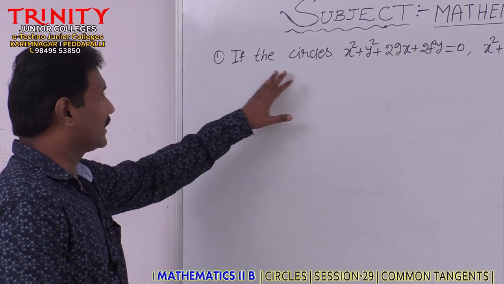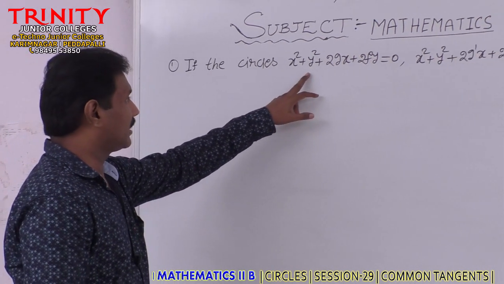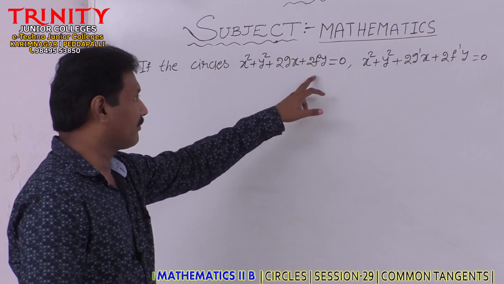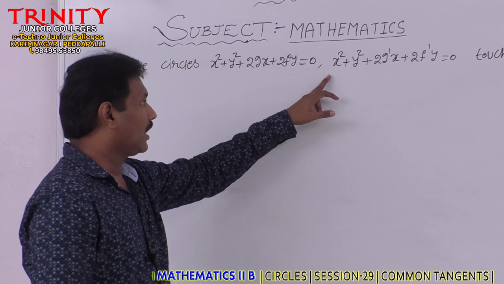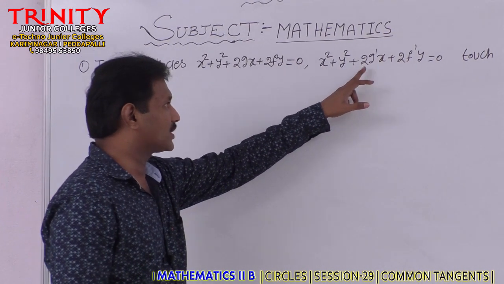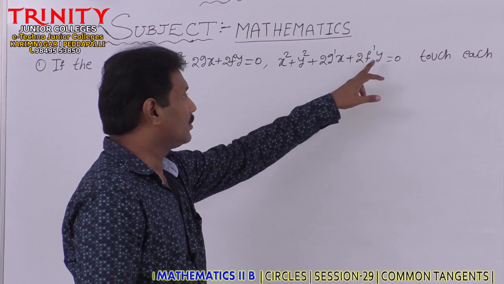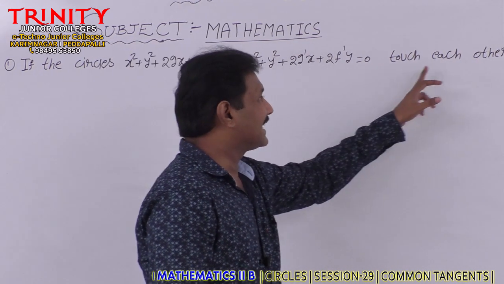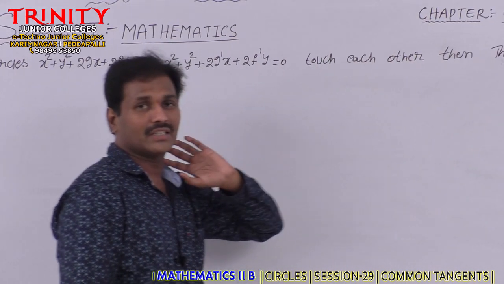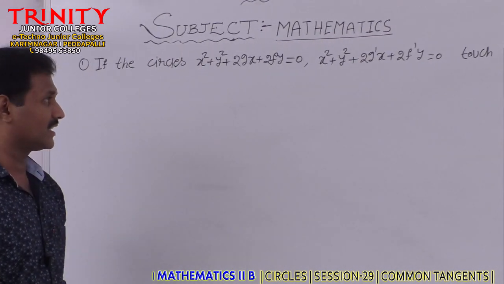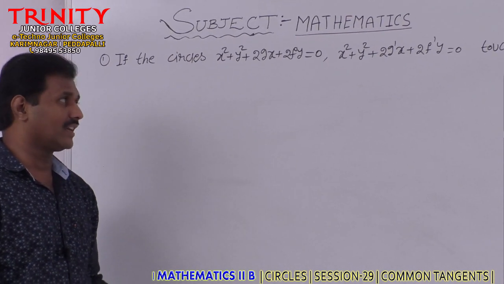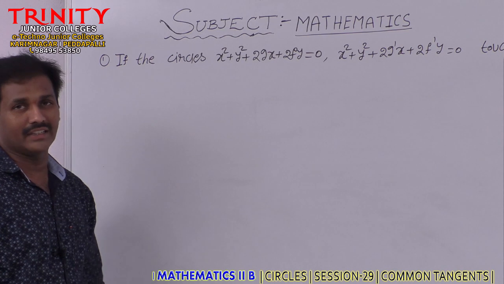If the circles x square plus y square plus 2gx plus 2fy equal to 0, comma, x square plus y square plus 2g dash x plus 2f dash y equal to 0 touch each other, then the condition is? These two circles touch each other, that means the two circles touch each other either externally or internally.